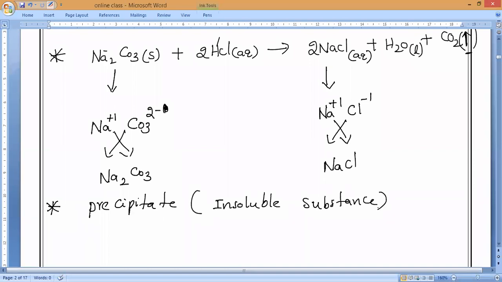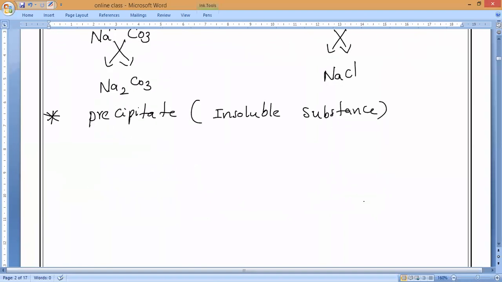Whenever, after a chemical reaction, at the bottom you see some kind of insoluble substance, that is what we used to call a precipitate.